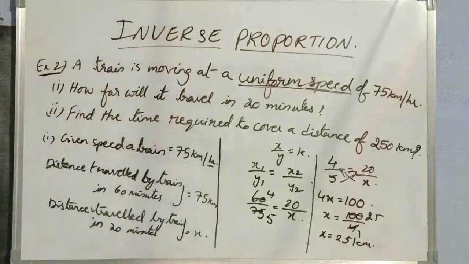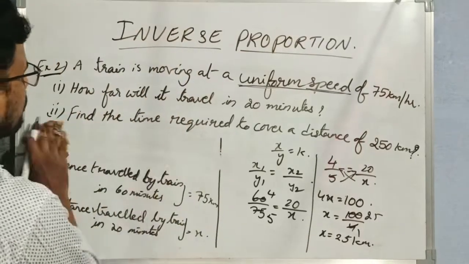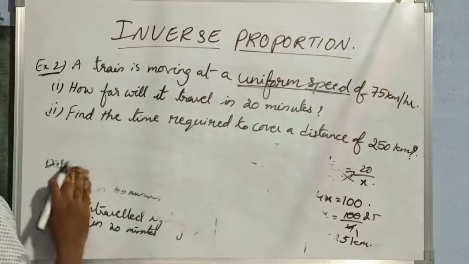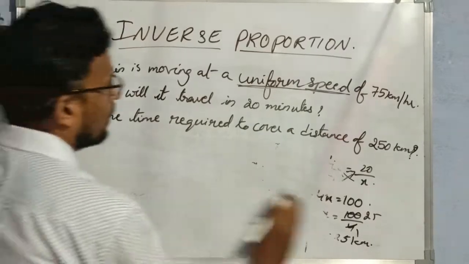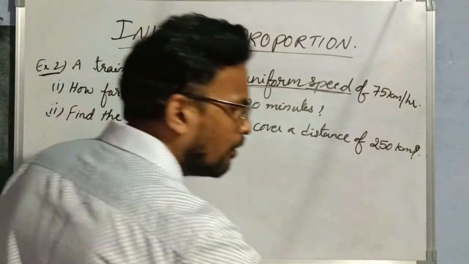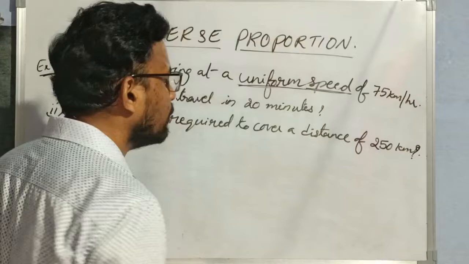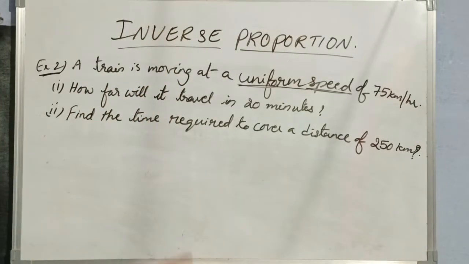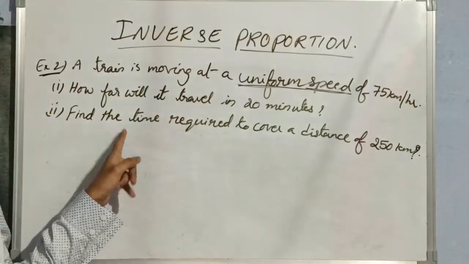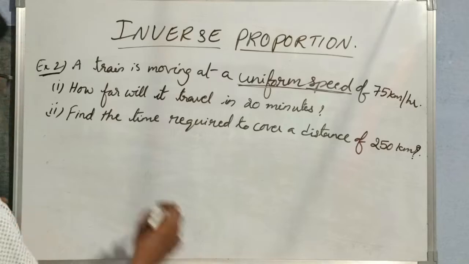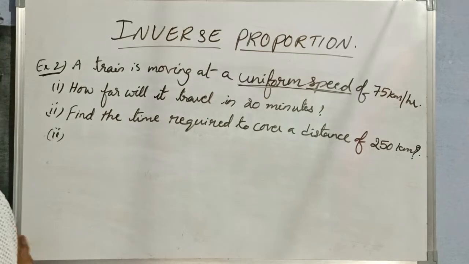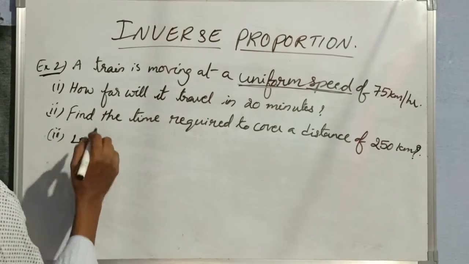Clear? So now let us complete the second point also, so that you can get more clarity about this question. So what is the second point here? Find the time required to cover a distance of 250 kilometers. For covering 250 kilometers, at this speed, what is the time taken? We have to find out. Clear? So in the second point here also, time is required.